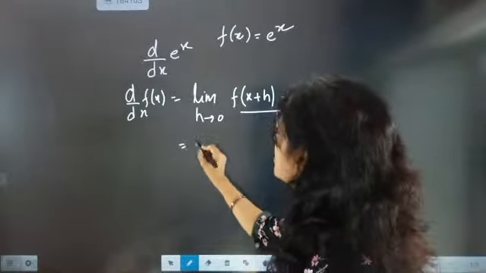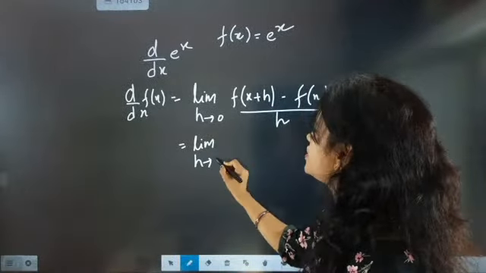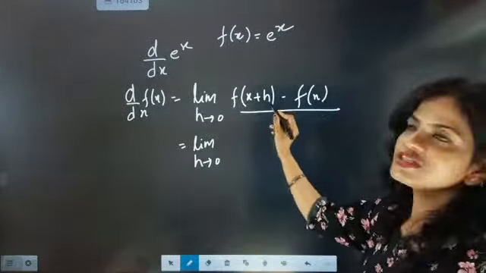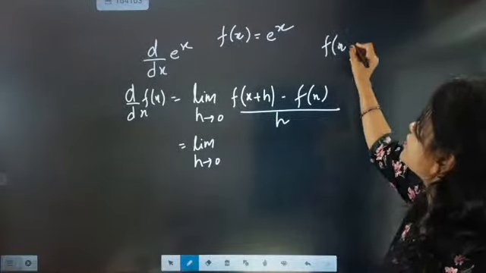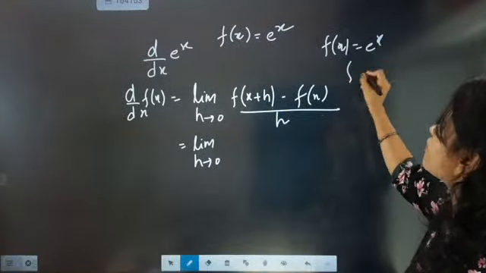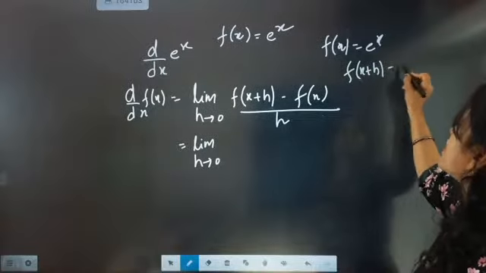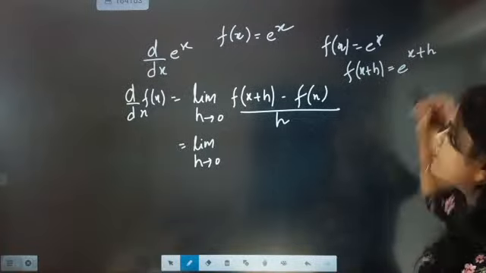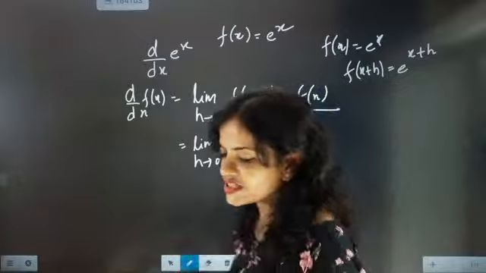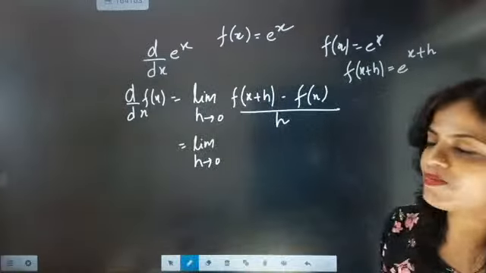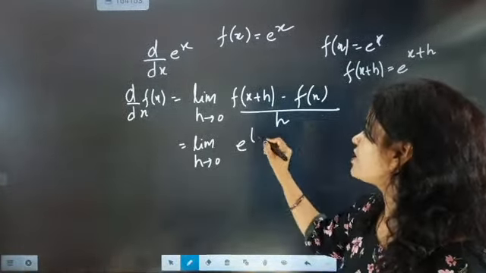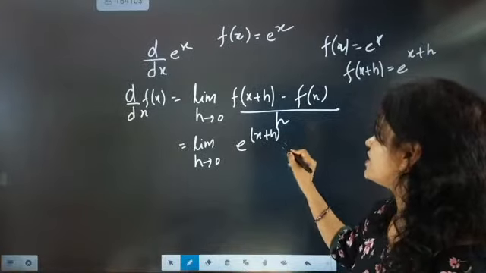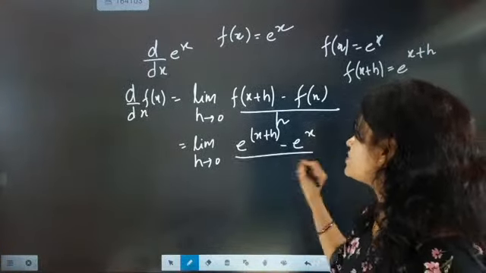So now here limit h tends to 0. f of x is e to the power x, then f of x plus h will become what? It will become e to the power x plus h. Wherever x is there, it will become x plus h. So here it will become e to the power x plus h minus e to the power x by h.